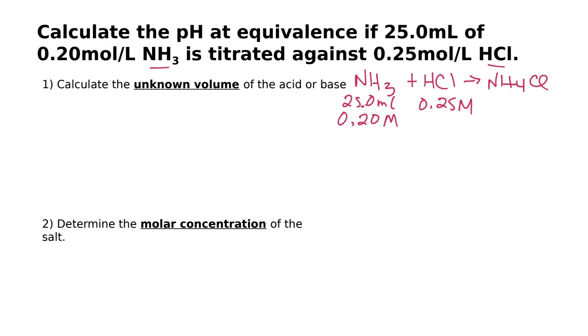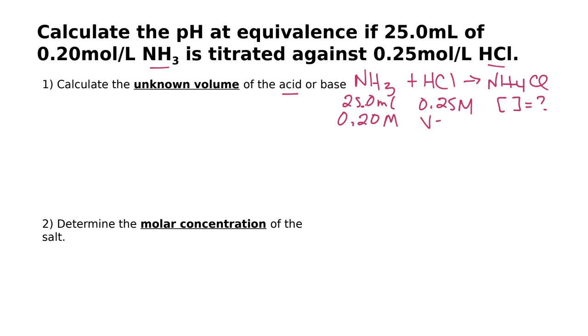Now, they don't tell us the volume of HCl that was added. And you're going to notice here that the first step says to calculate the unknown volume of the acid or base. Often these questions will want you to calculate that, and we need it because eventually we're going to have to calculate the molar concentration of my salt, and that molar concentration will be dependent on the volumes of both acid and base. So the first thing that we want to do is calculate the unknown volume of, in our case, an acid.